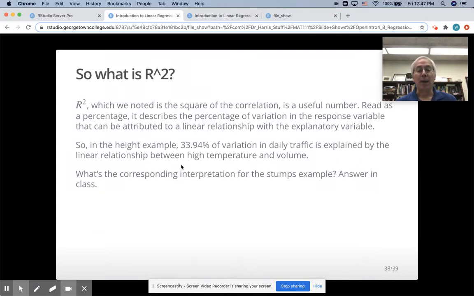I'd like you to go back and look at the output from LMGC for the stumps example and try to write a corresponding sentence for the value of R squared in that case. We will talk about that in class.